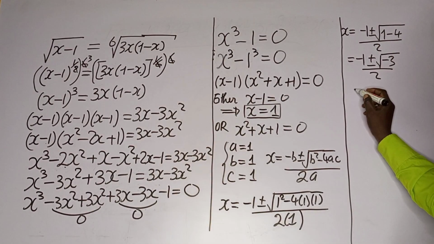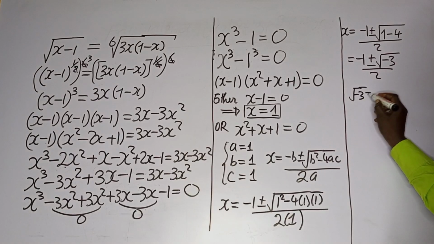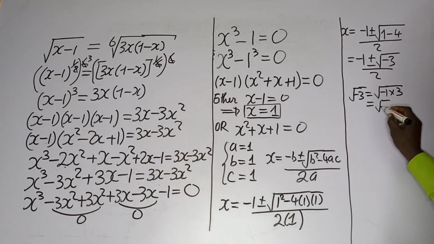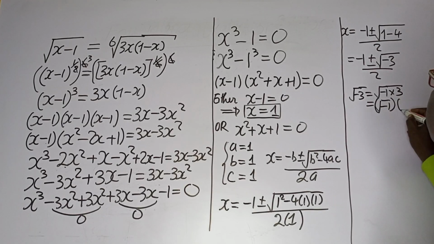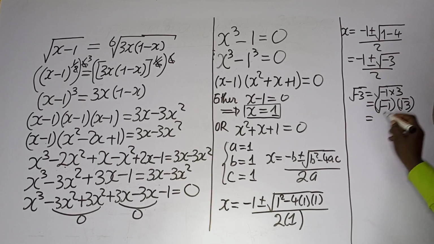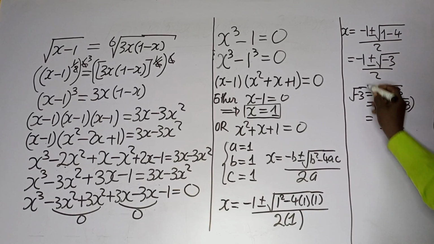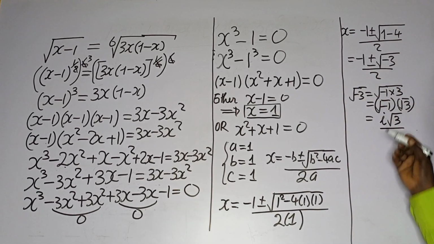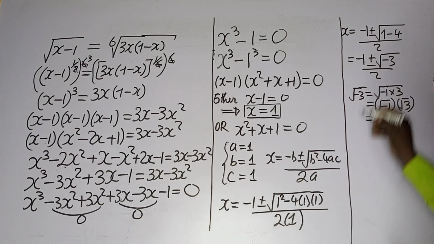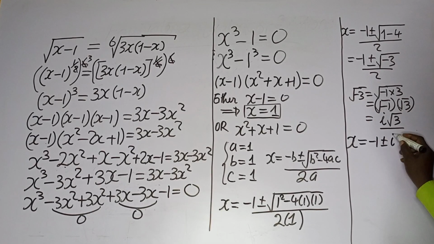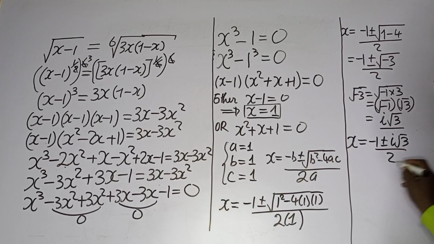What is the root of negative 3? The root of negative 3 can be written as the root of negative 1 times 3. This is the same as root of negative 1 into root of 3. Now, root of negative 1 is the imaginary number i, and then we just multiply by root 3. So, root negative 3 is actually i root 3. So, let us put that there. So, we have x now is equal to negative 1 plus minus i root 3 all over 2.